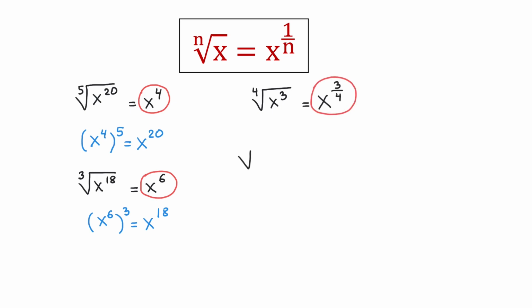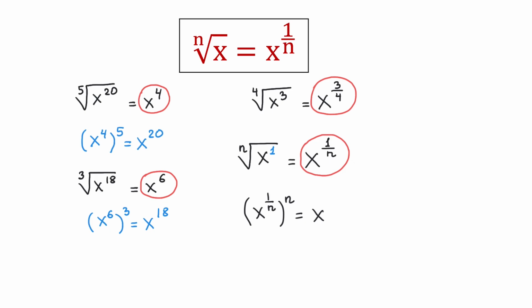And now, what about the nth root of x? In this expression, the exponent of x is 1. So to write it in exponential form, we need to divide the exponent 1 by the index n. So we get x to the 1 over n. And indeed, if we look for something that we would raise to the nth power to get x, that would be x to the 1 over n. And that is because when we multiply these two exponents, n cancels and we get the exponent 1.